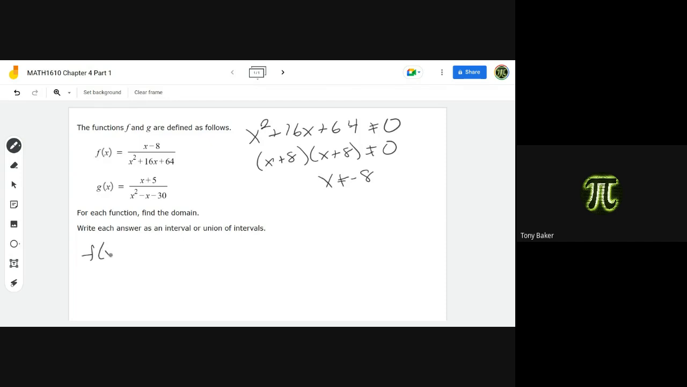So my domain for f of x, since this wants it in interval notation, I have to do negative infinity to negative 8, and then the union of negative 8 to infinity. So that's how that would be written. Notice that they're all parentheses because you cannot include the infinities, and we don't want to include the negative 8.